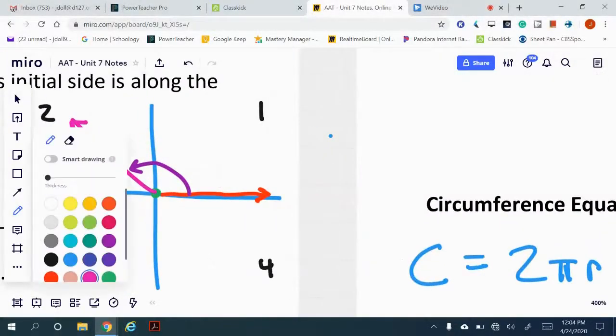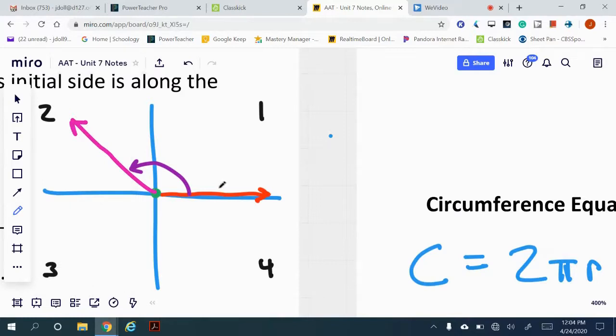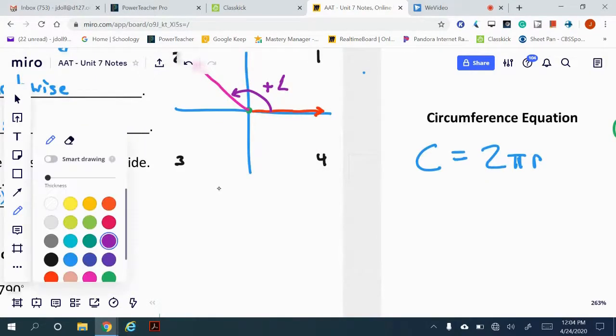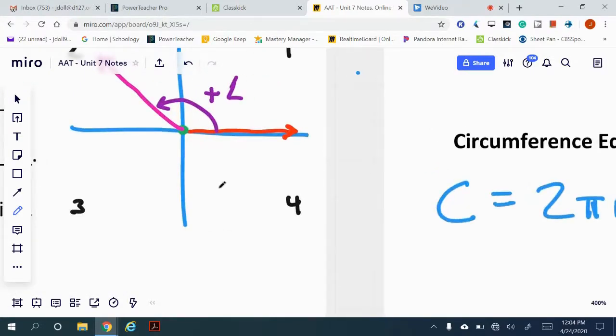Now, because this angle rotated counterclockwise, this would be a positive angle measure, right? This would be a positive angle. If we rotated the other direction, let me grab a different color here. Let's go with sea green here. Let's just say we rotated counterclockwise, right?